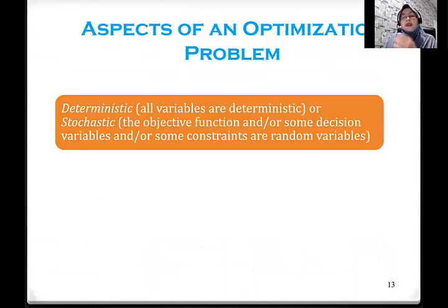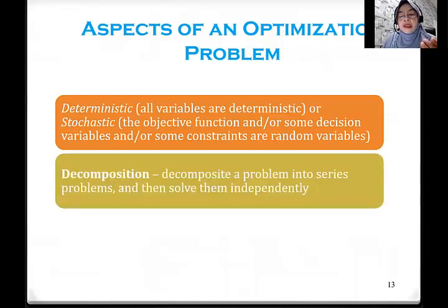So either the problem is deterministic, that is, all variables are deterministic, or stochastic, that is, the objective function and/or some decision variables and/or some constraints are random variables.